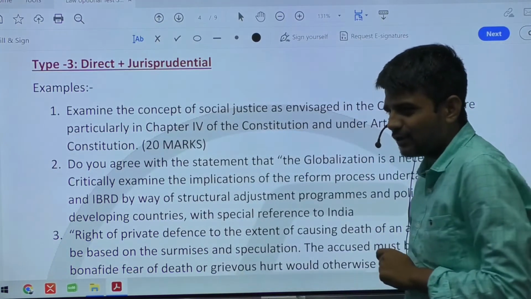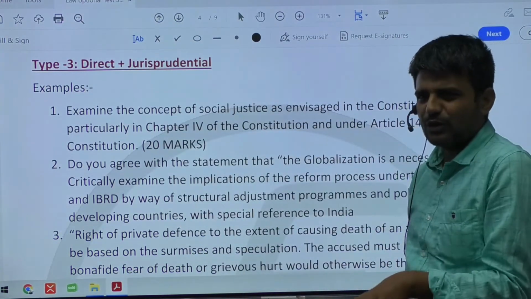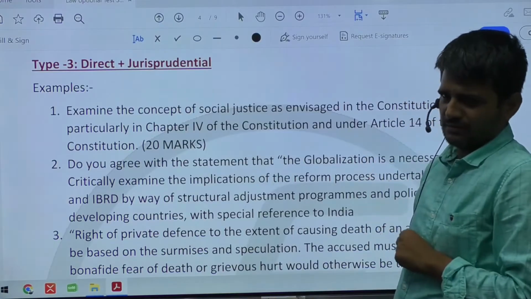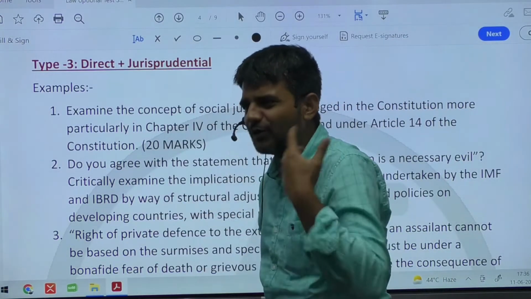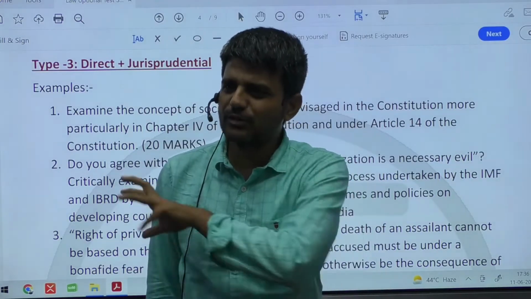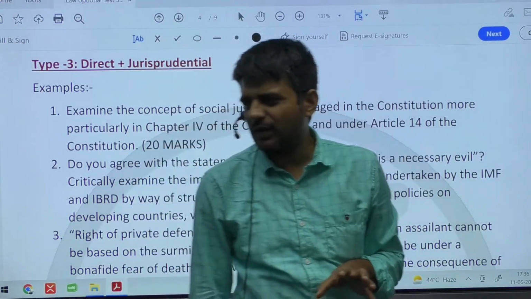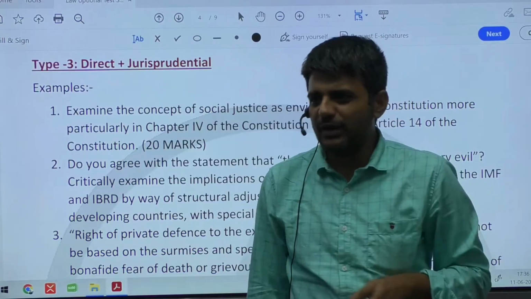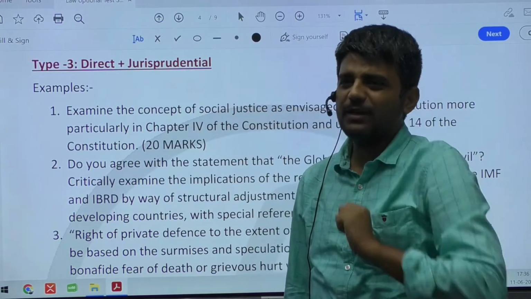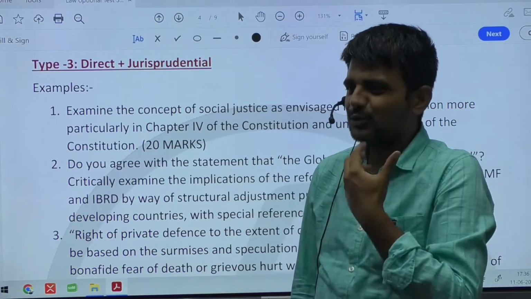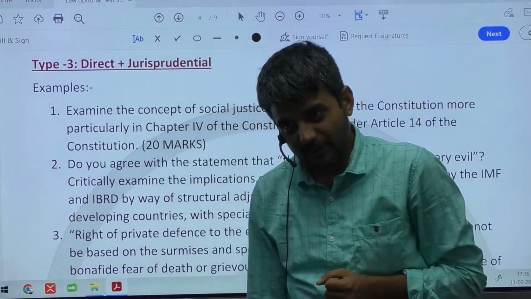So in that, what will you write? Will you refer to the case law? The answer is no. Will you refer to the doctrines of equality? The answer is no. You might mention them, but you don't have to write what this particular doctrine says. You have to simply write in a single line that there are multiple concepts of equality which have been adhered to or interpreted in the light of the DPSP provisions of the Constitution, and that leads to social justice. Getting my point? Okay, right?